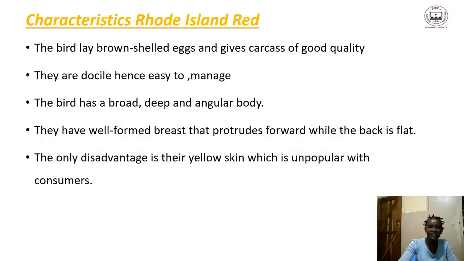Detailed characteristics: the birds lay brown-shelled eggs and give a carcass of good quality. They are docile, hence easy to manage. And the bird has a broad, deep, and angular body. They also have a well-formed breast that protrudes forward while the back is flat. The only disadvantage of Rhode Island Red is their yellow skin, which is unpopular with consumers.